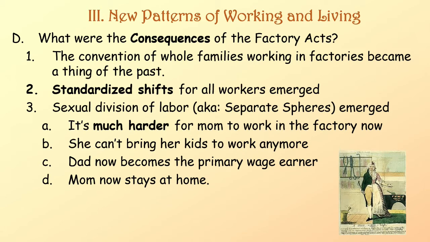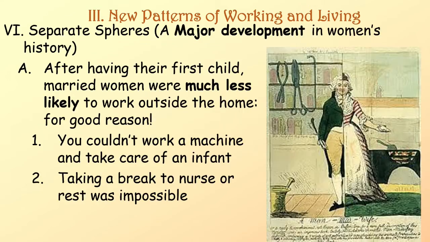What were the consequences of these factory acts? Well, the convention of whole families working in factories became a thing of the past. Standardized shifts for all workers emerged. Sexual division of labor, in other words, separate spheres, emerged. It's much harder for mom to work in the factory now. She can't bring her kids to work anymore. And dad now becomes the primary wage earner because mom now stays at home. Separate spheres, a major development in women's history.